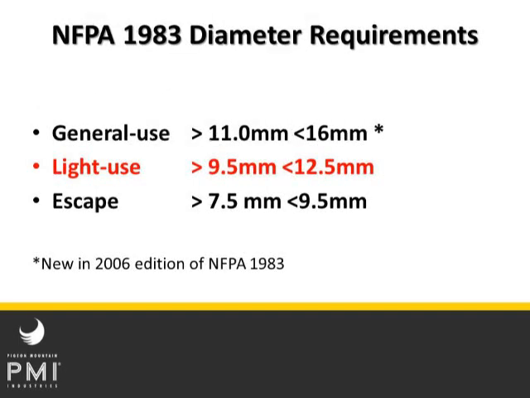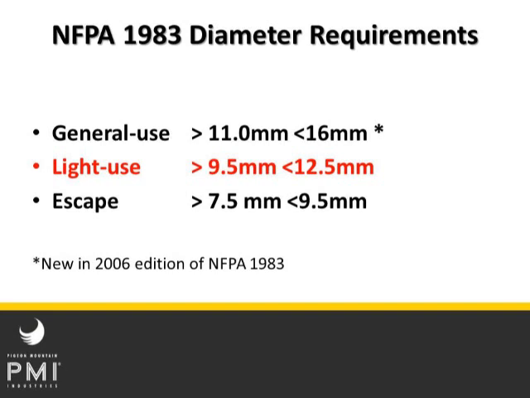Diameter requirements. Once again, NFPA 1983 has the general use range as 11 to 16. That was a change in the last edition, where it went from 12.5 being the minimum down to 11, as I said before. What that gives you is the ability someday that if somebody can make a 9,000 pound rope, they can use 11 mil. That hopefully someday will happen as yarns get better, and the ability to do that happens.